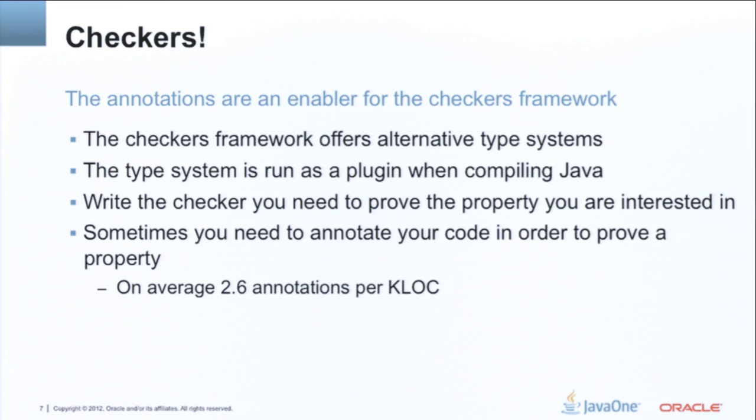So you write the checker that you need to be able to prove the property that you're interested in. And in order to prove those properties, it turns out that sometimes you need to annotate the code. And that's the basic reason we're adding these type use annotations, because they're needed in order to prove interesting properties about your program. It turns out that on average, the checkers framework guys had to add 2.6 annotations per 1,000 lines of code. So they don't need to add too many type annotations.